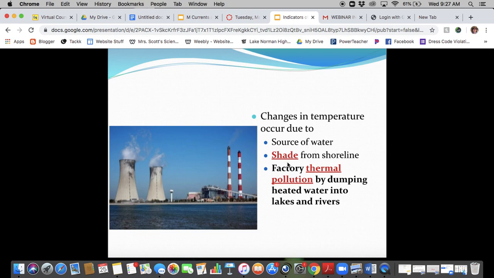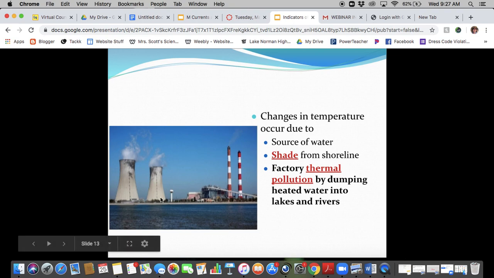But we can change this, shade from the shoreline. All right, if you cut down a whole bunch of trees that used to keep the water cool, well, now it's exposed to the sun, it's going to get hotter. Also, this thing called thermal pollution. Thermal pollution. All right, thermal means heat. This is just the act of us heating up water and then putting it back.